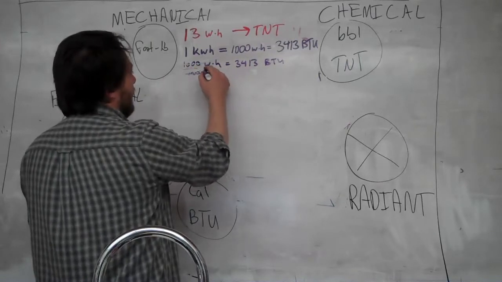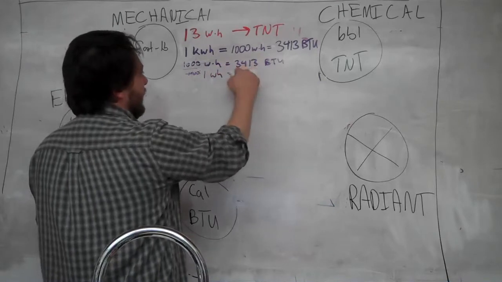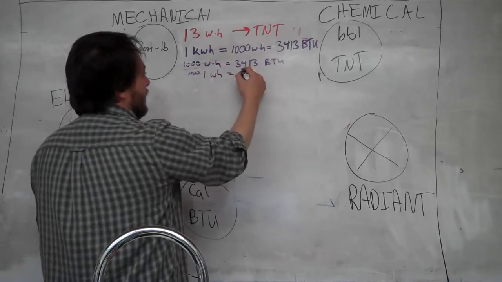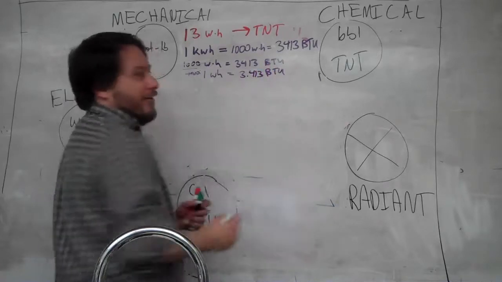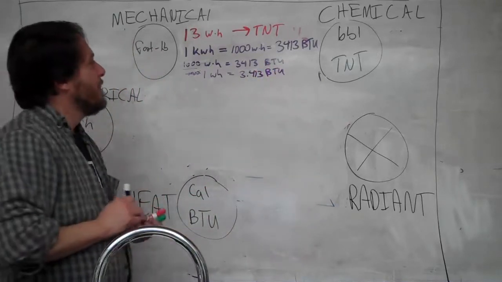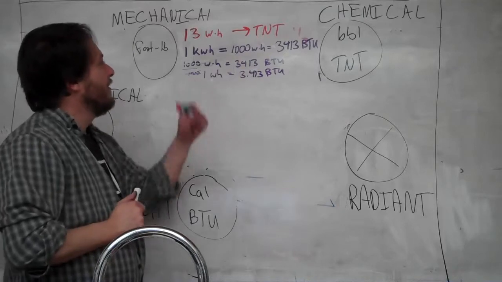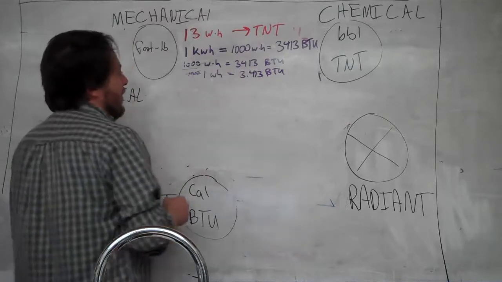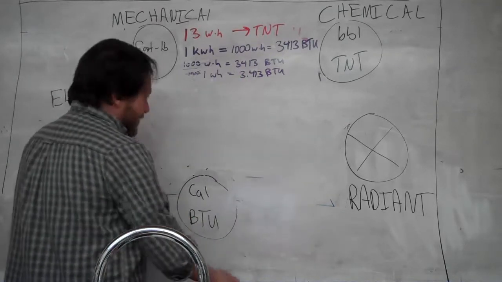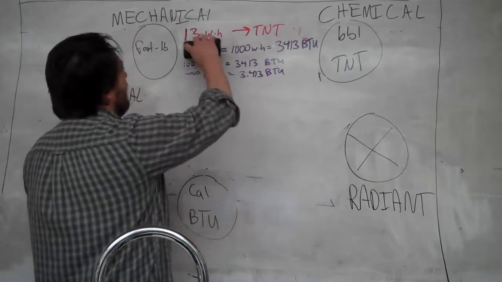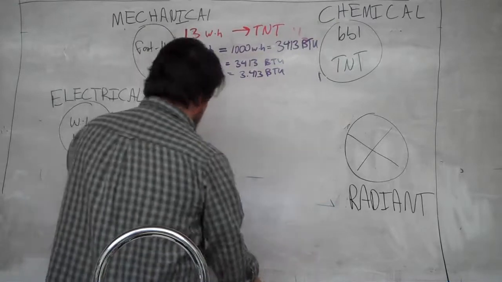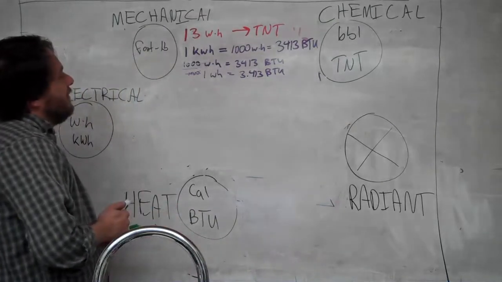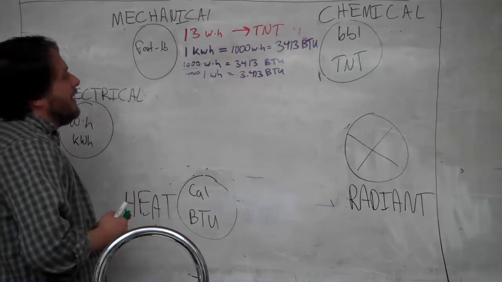One watt hour is this divided by 1,000: 3.413 BTUs. Is that unfair for me to do that? It's fine, because that's what I was going to do anyway. So 1 watt hour is 3.4 BTUs. Okay. I'm so surprised that it's that much. I already feel like I've done something wrong. But I guess I haven't. No, I don't think I have.